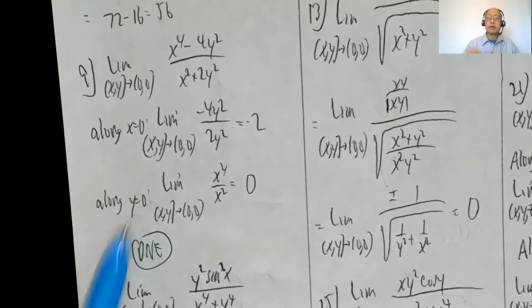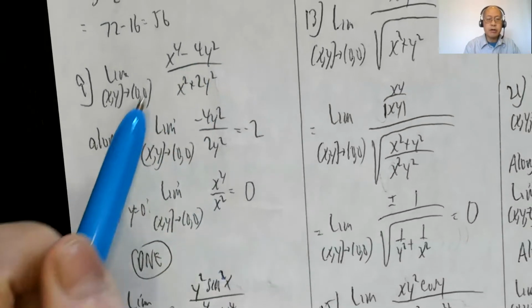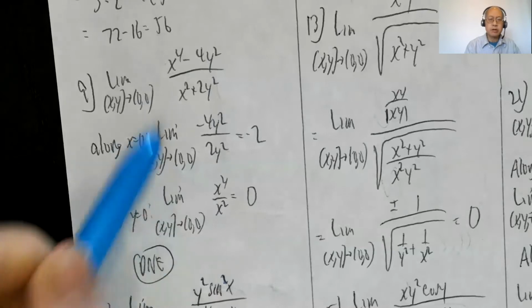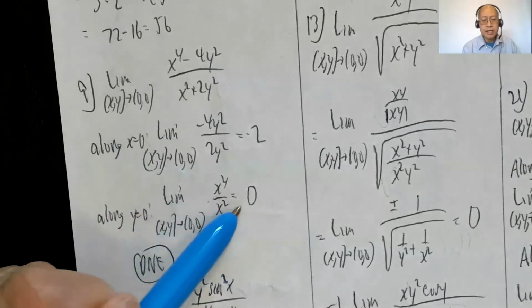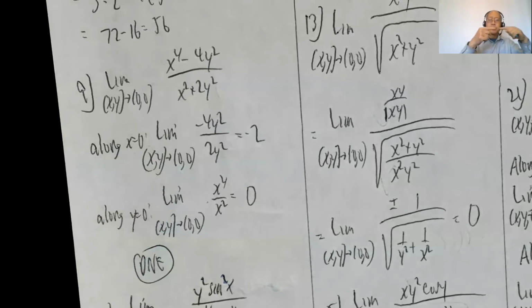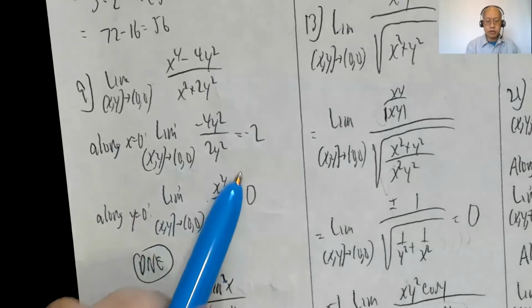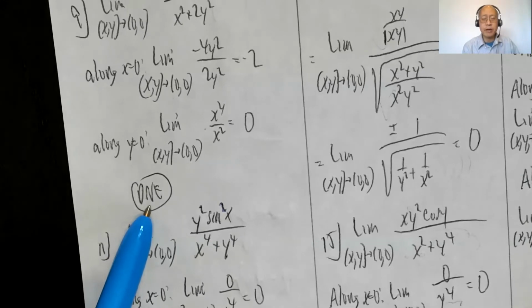However, y equals 0, remember, means the x-axis. So put a 0 there and a 0 there. You have the limit as (x, y) approaches (0, 0) of x to the 4th over x squared, which is the same as x squared, and that limit is 0. If I come along y equals 0, or the x-axis, the z values are near 0, the heights are near 0. But if I come along x equals 0, or the y-axis, the z values are at -2. So therefore, the limit does not exist. DNE, does not exist, because I have two different paths which have two different limits.